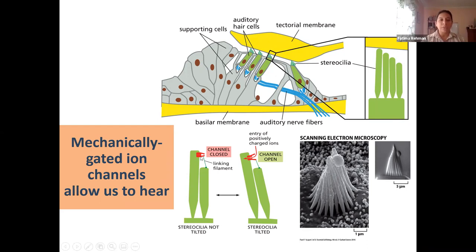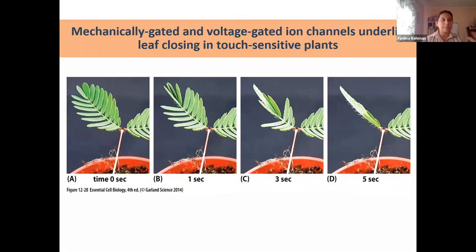Here in the closed channel, they are linked together. They are not tilted; they're completely in their neutral position. When the channel opens, they tilt in response to the sound waves hitting them. Another type of mechanically gated channel, which works in combination with voltage gated channels, is found in the leaves of touch sensitive plants. The mechanically gated channels open in response to the touch they feel, and that in turn opens voltage gated ion channels that move an influx of ions into the cell to cause the leaves to close up.